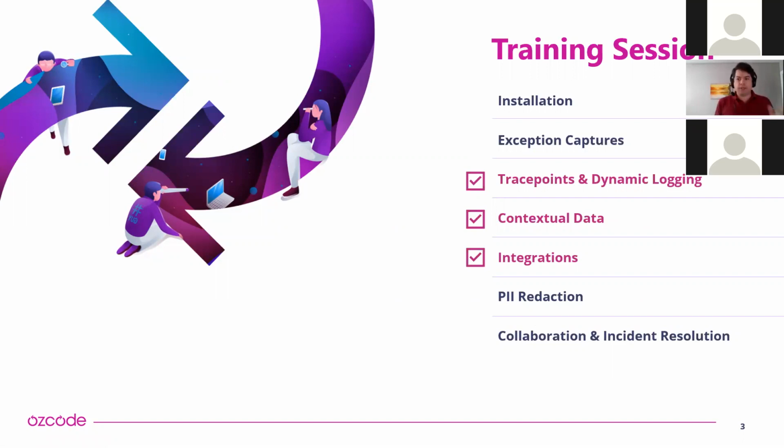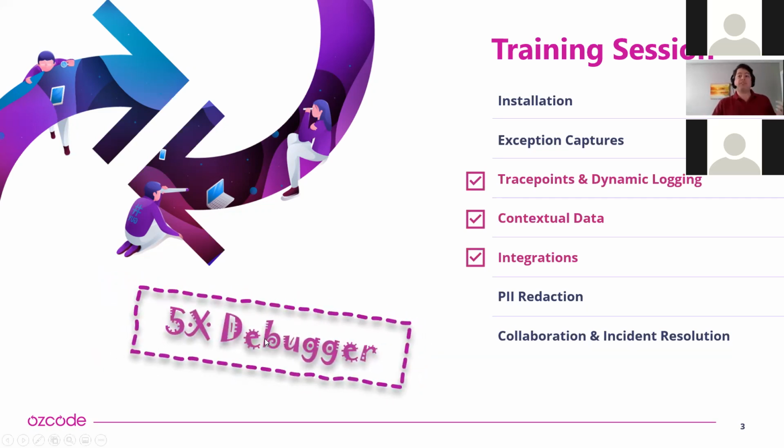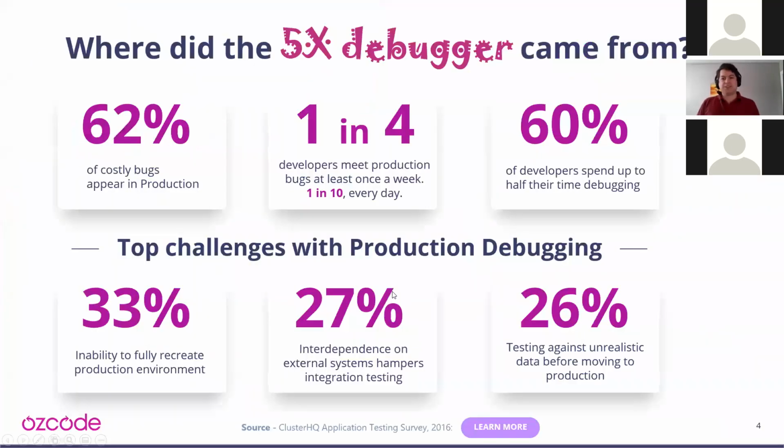We will have different training sessions on different topics. This time we will focus on Tracepoints and what dynamic logging, contextual data and integrations are. And the goal is to make you a 5 time debugger. Now, I have to say several things about the 5 time debugger. I didn't choose the title of this webinar. Our great marketing team did. And I was like, how the heck do I explain this 5 time debugger? Now, please join with me. It's going to be fun.